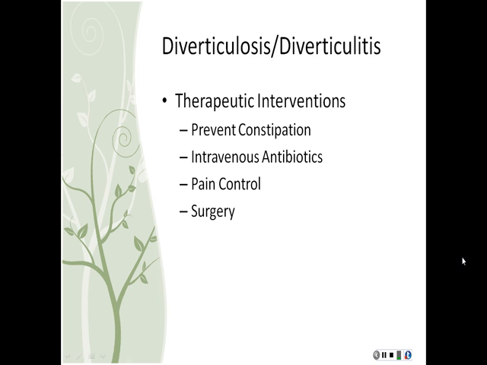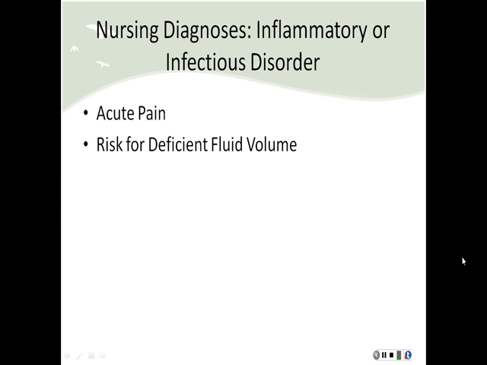They also need to avoid foods that have nuts or small seeds, like tomatoes or raspberries or blackberries, because these can become more easily caught in the diverticula. Remember that when food or other things get caught in the diverticula, this can cause diverticulitis. Nursing diagnoses include acute pain related to the inflammatory process and risk for deficient fluid volume related to diarrhea or fluid shifting from the circulation to the peritoneal cavity. Others might include knowledge deficit as well.